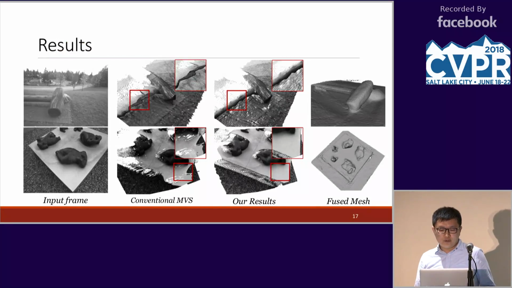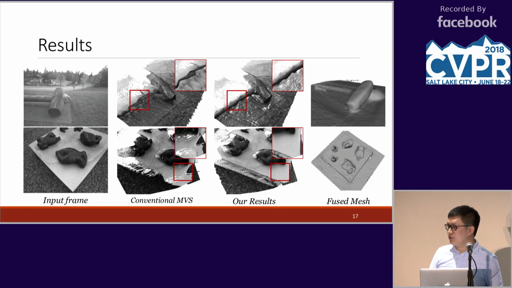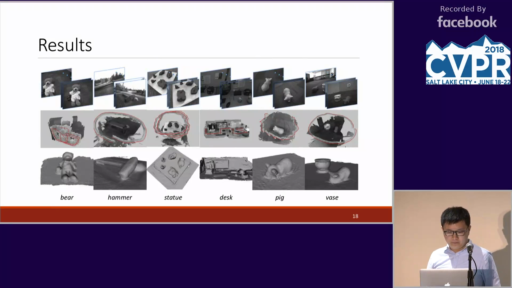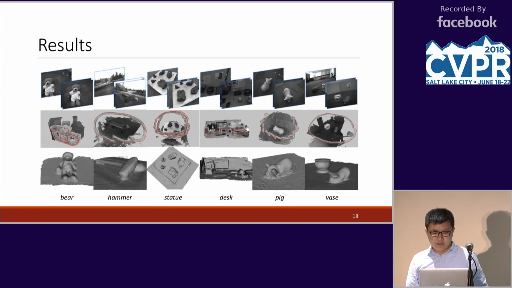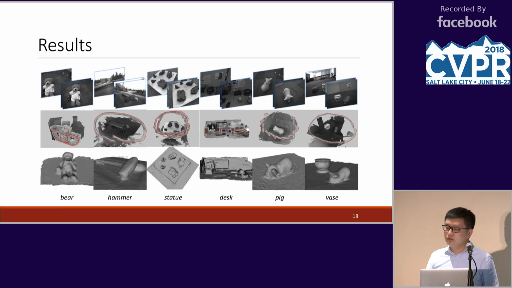Here we show some results. On the left is our input key frame. In the middle, we show a comparison of traditional multi-view stereo (MVS) with our results on the right side. On the right, we show the final fused depth map. Here are some more examples. At the end of this talk, I will show a video demo.